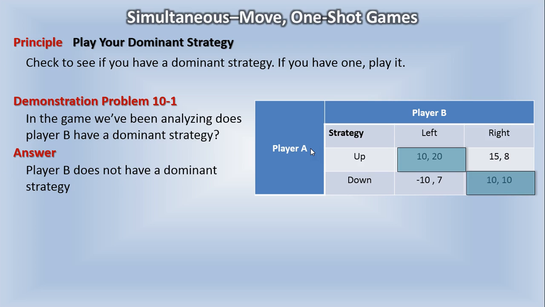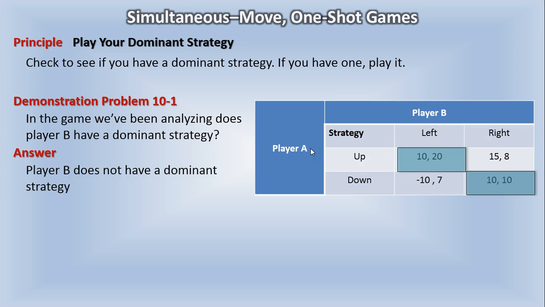Here's player one. These are their two strategies. Here's player two. These are their two strategies. And then where the strategies overlap is an outcome for the game. Player B plays left. Player A plays up. Player A gets 10 million. Player B gets 20 million.